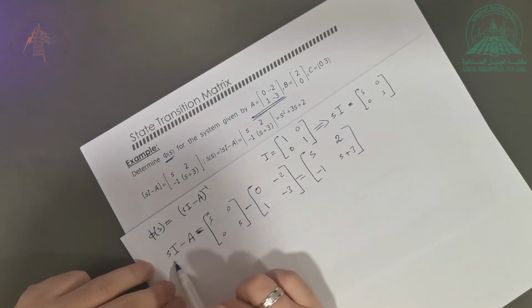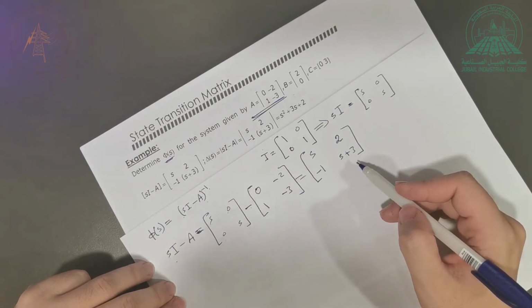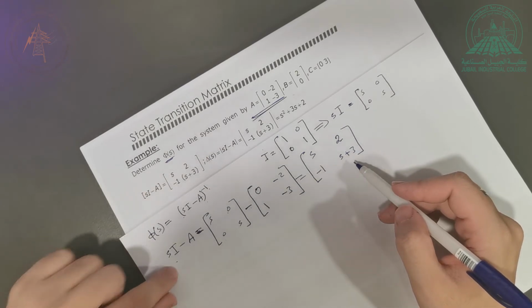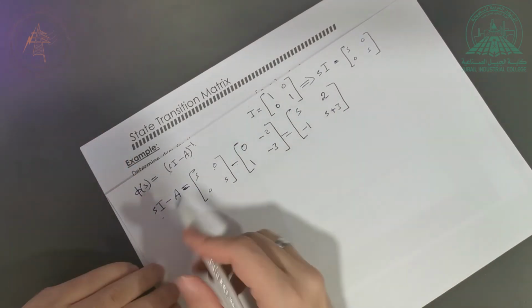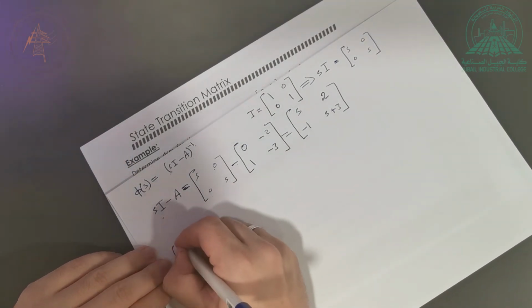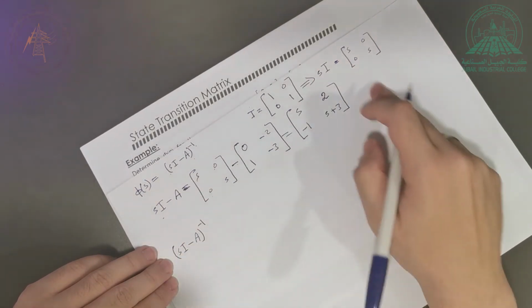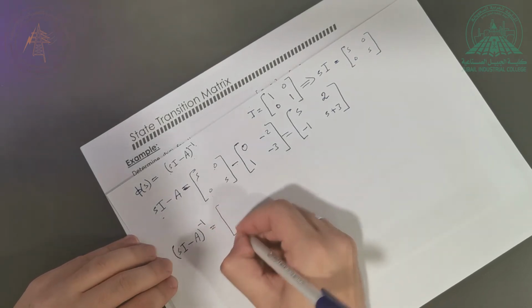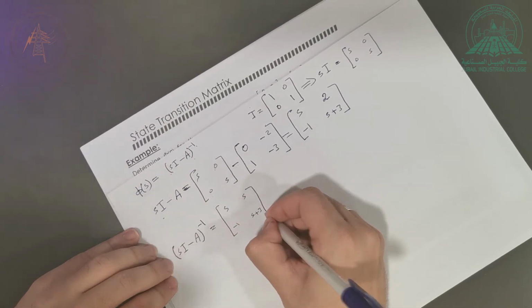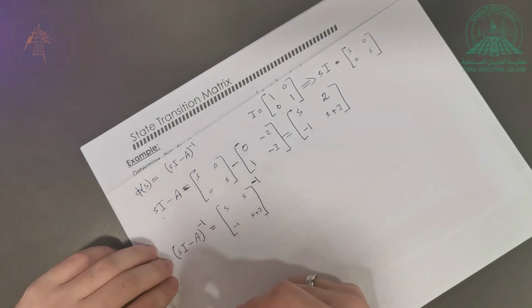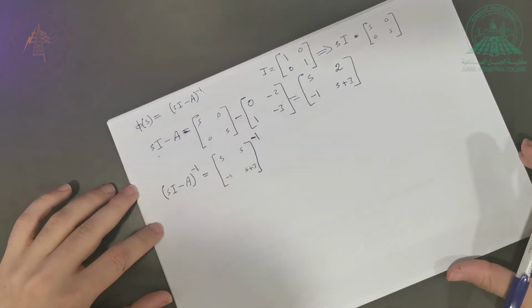Okay, so we have obtained the value of sI minus A. Now, I don't need to find sI minus A; I actually need to find the inverse of sI minus A. So I need to get the inverse of this matrix, sI minus A, which is [s 2; -1 s+3]. How do I get the inverse of a square matrix like this?